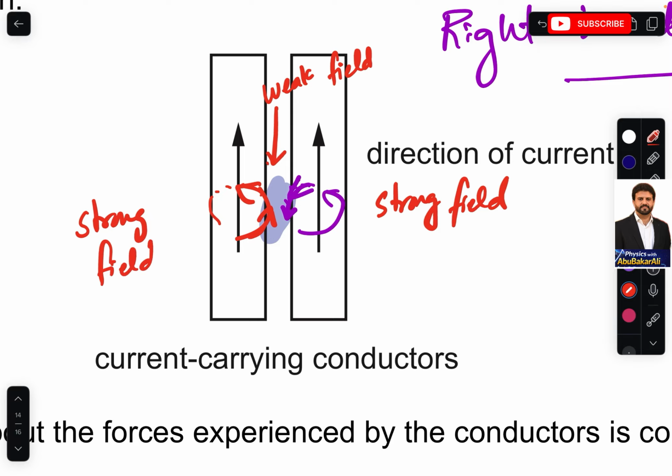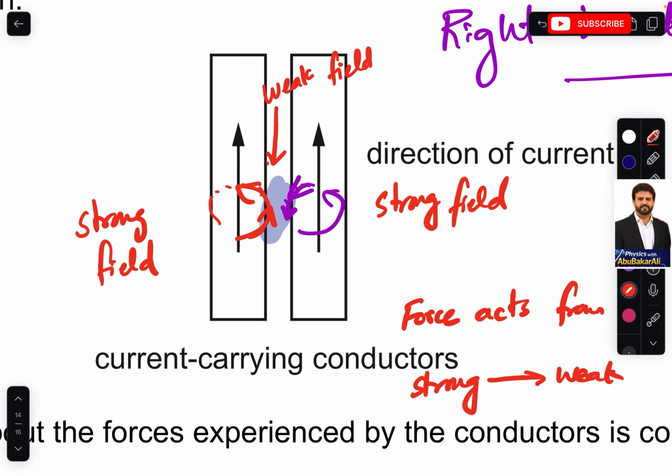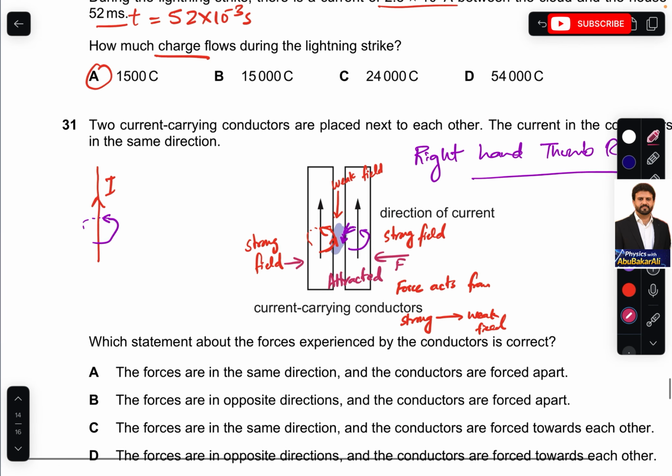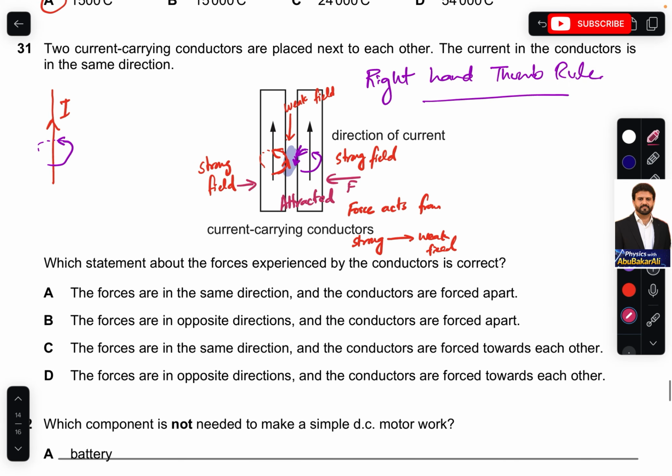Comparatively strong field. So you have to keep in mind, force acts from strong towards weak field. So force will act like this, and from here like this. So they will be attracted toward each other. Okay, so this is the whole concept. So you can see the option now. It is option D that is correct. The forces are in the opposite direction, and the conductors are forced towards each other.